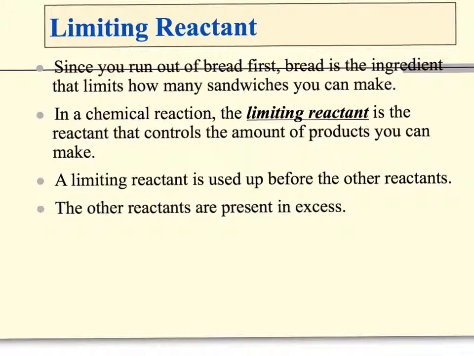So once again, in a chemical reaction, the limiting reactant is the reactant that controls the amount of product you can make. The limiting reactant is used up before the other reactants. The other reactants that are present are the excess reactants.